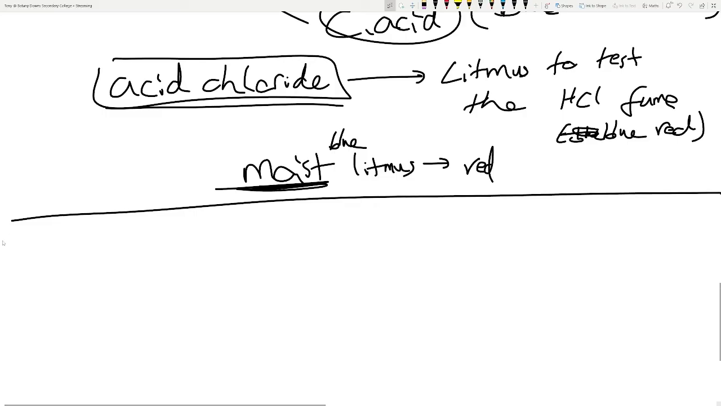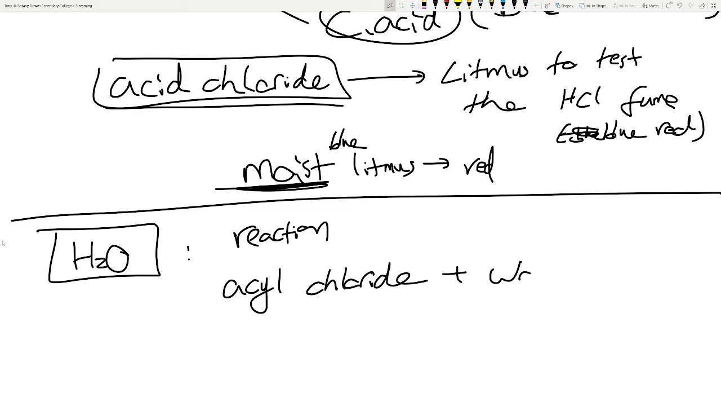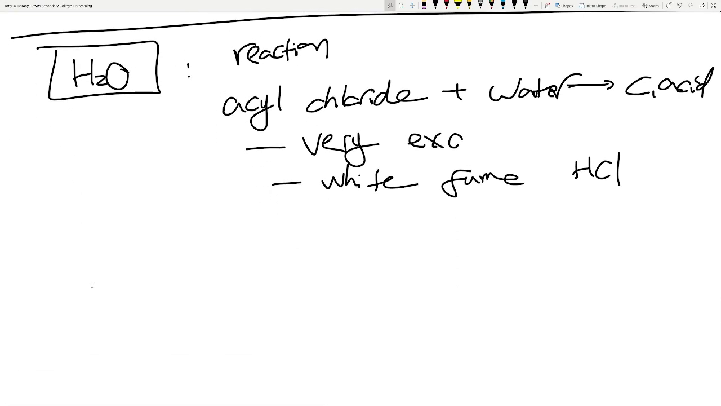And then if you're just adding water as a reagent, not looking at solubility, so reaction-wise, it only reacts with acid chloride. Acid chloride plus water turns into your carboxylic acid, and this is a very, very exothermic reaction, and you produce a white fume of HCl, which can be tested by litmus paper. So this is the only time you can use water to do a chemical reaction with the organic functional groups that we have.